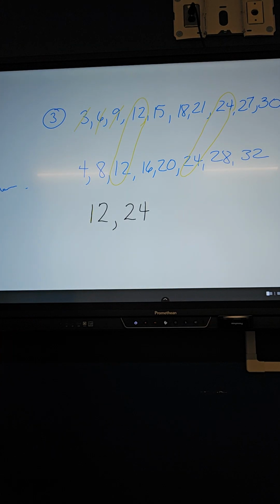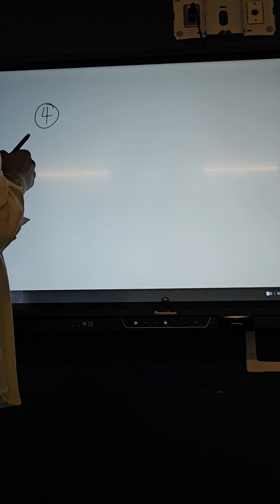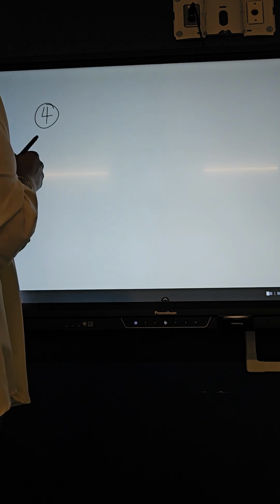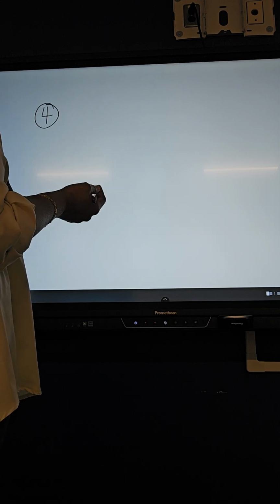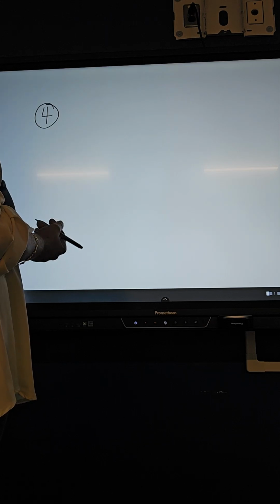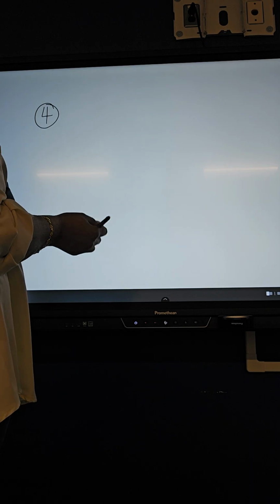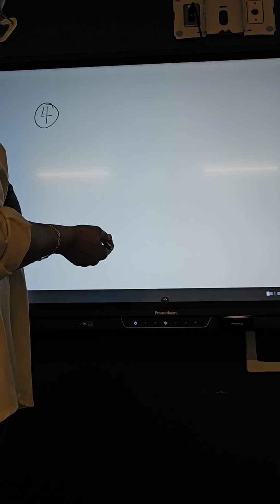Next, number 4. Number 4 says estimate, then calculate each product. Write your answer in lowest terms. I didn't do the estimation first because it does say estimate and then calculate each product. I'm not sure if that's the best idea considering you're still working on understanding multiplication of fractions. So I would really rather you do find the product first and then estimate.